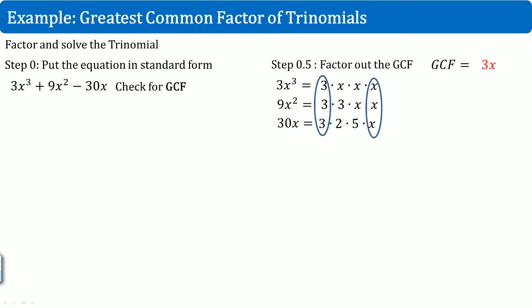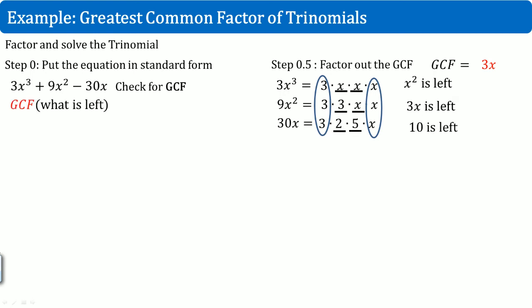Let's underline what numbers they have left. x times x, which is just x squared, is left. 3 times x is 3x, which is left, and 2 times 5, which is just 10. So 10 was left. Now, the GCF that we pull out was the 3x. What was left on the inside is your x squared plus 3x minus 10. All right, like before, that is going to be your new standard form, and that new standard form is what you're going to factor using the diamond method.